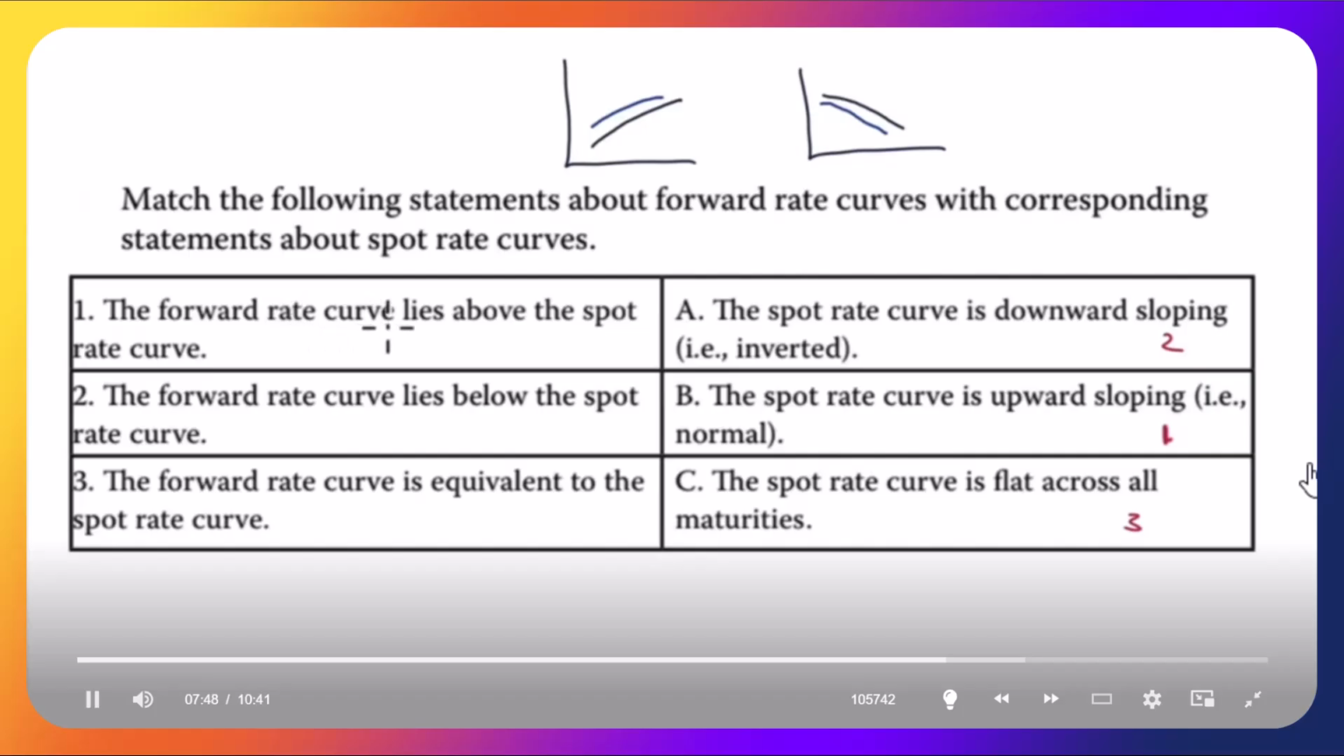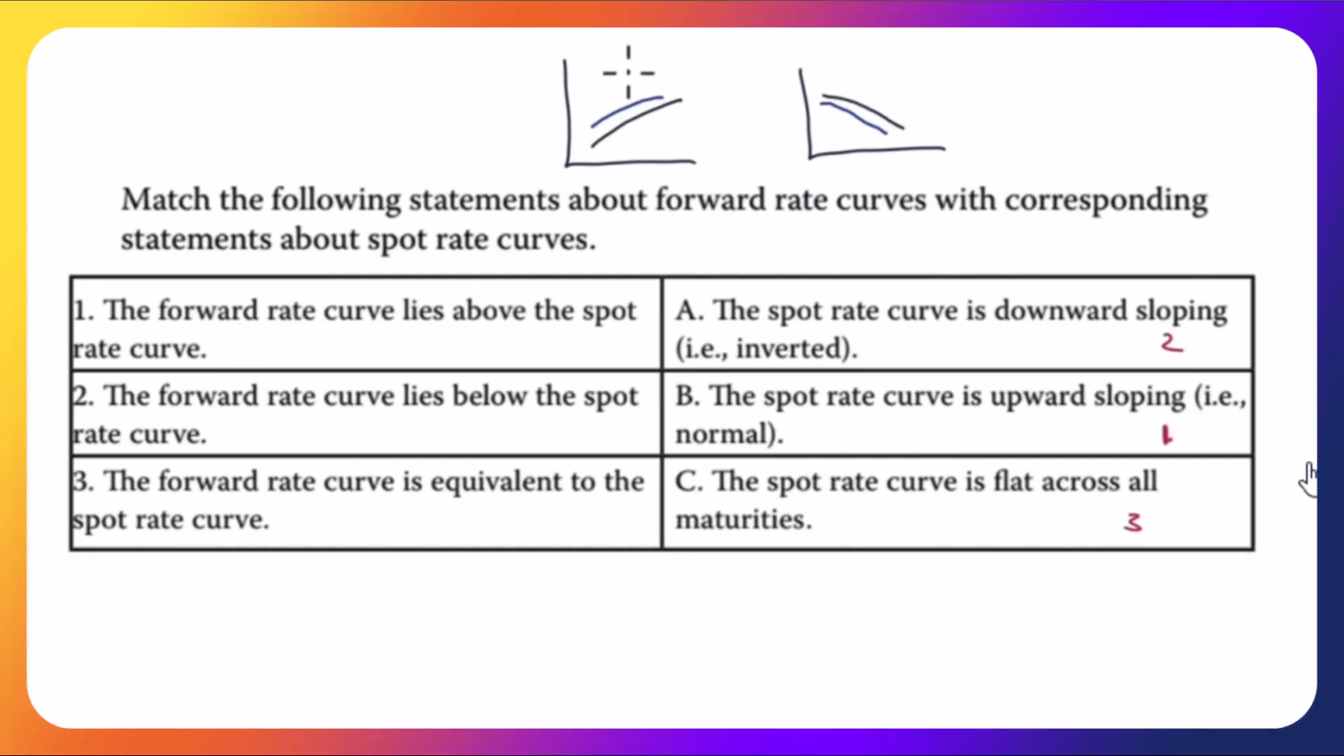So number 1, the forward rate curve lies above the spot curve. That is this scenario here. So the spot rate curve is downward sloping? Nope. The spot rate curve is upward sloping. There we go. Next one, the forward rate curve lies below the spot rate curve. That is this scenario here. We see a spot curve that is downward sloping. That is here. And if we have a spot curve that's exactly flat, the forward curve will be exactly flat and identical. The forward rate curve is equivalent to the spot rate curve. The spot rate curve is flat across all maturities.